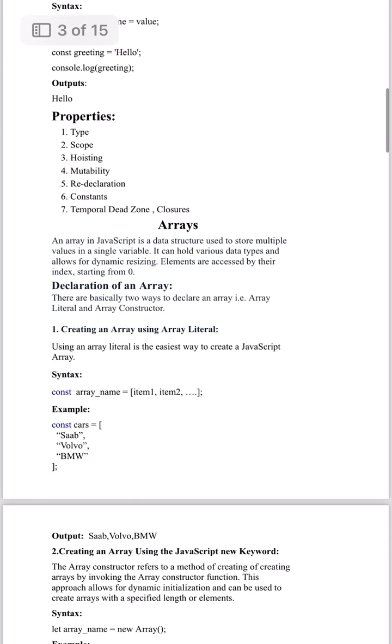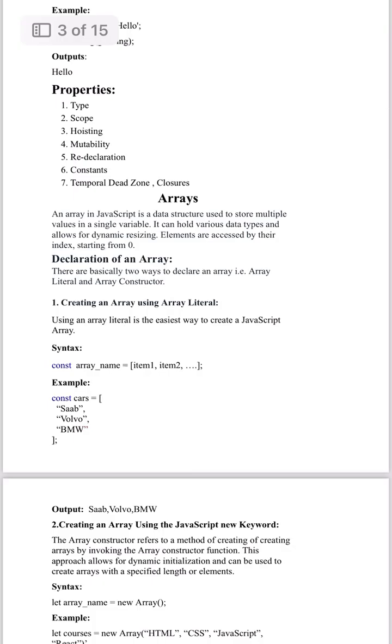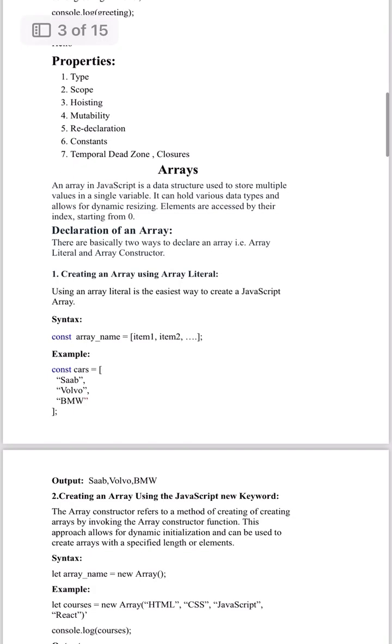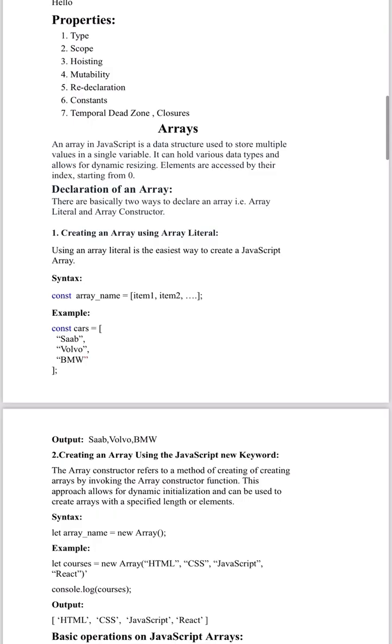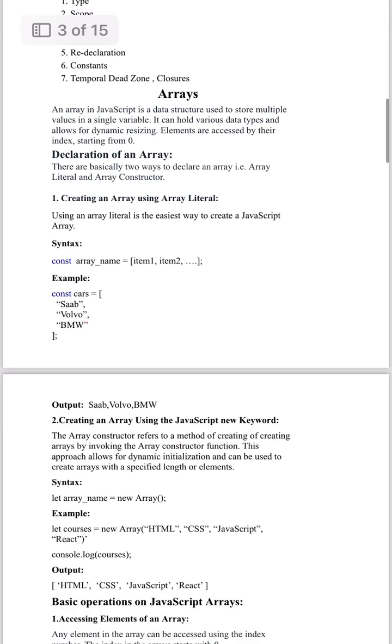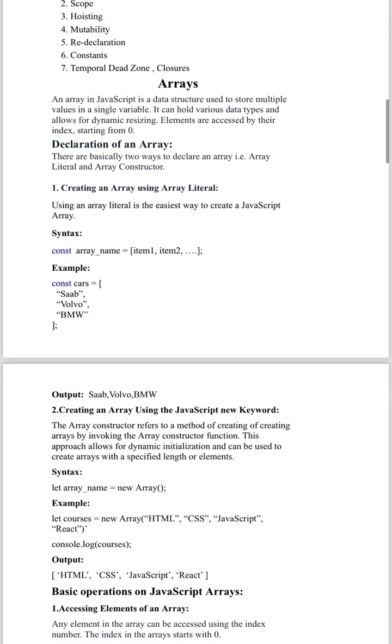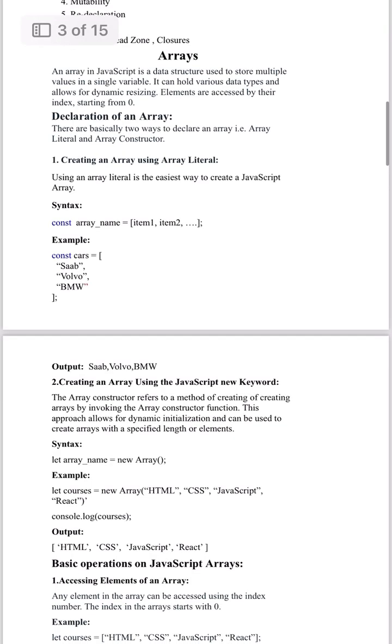Arrays. An array in JavaScript is a data structure used to store multiple values in a single variable. It can hold various data types and allows for dynamic resizing. Elements are accessed by the index starting from 0. Declaration of an array. There are basically two ways to declare an array, that is, array literal and array constructor.